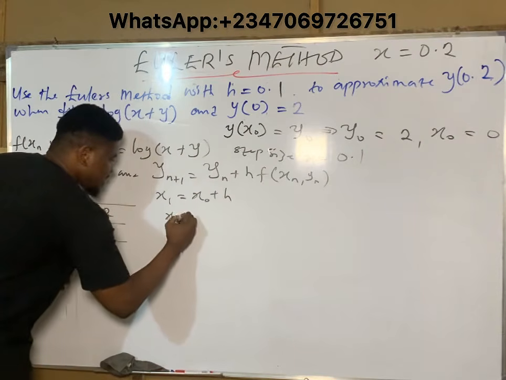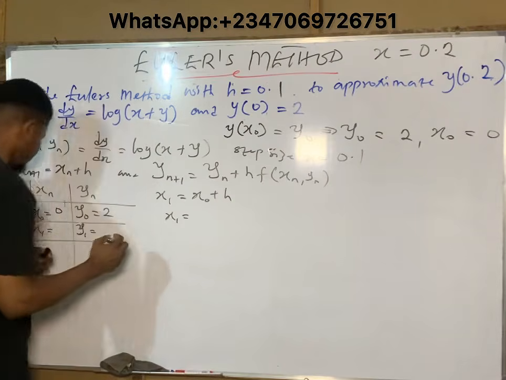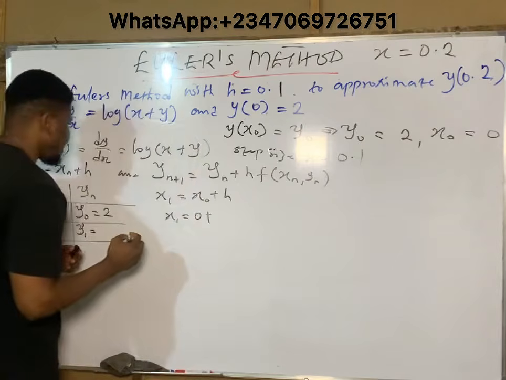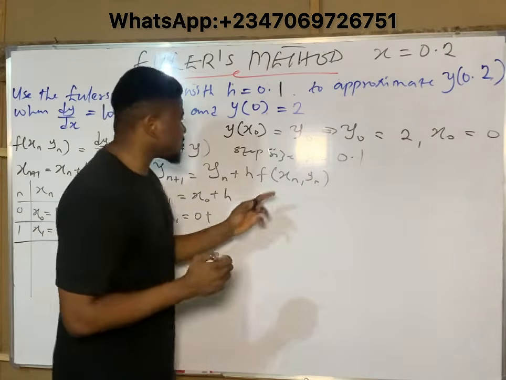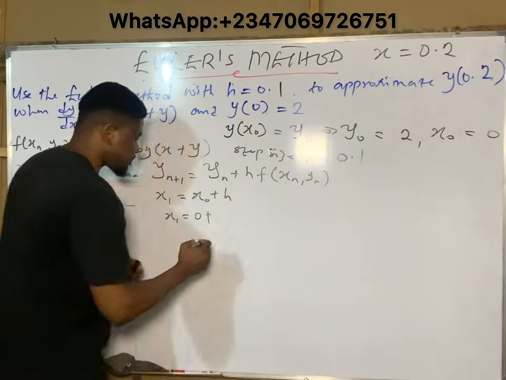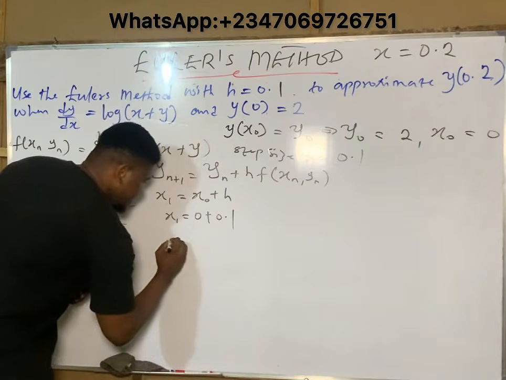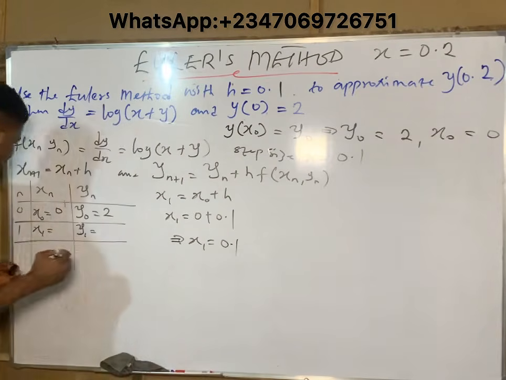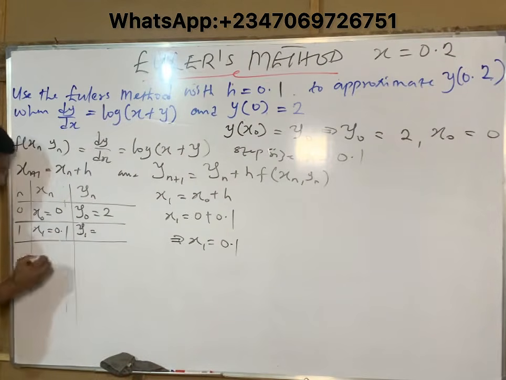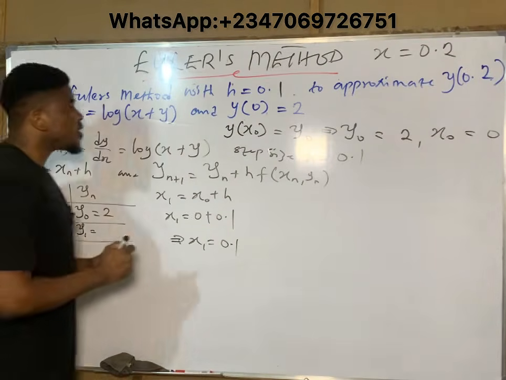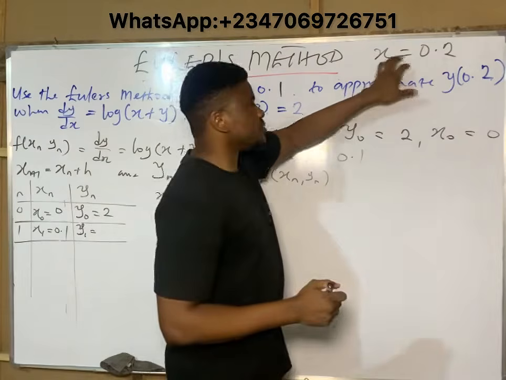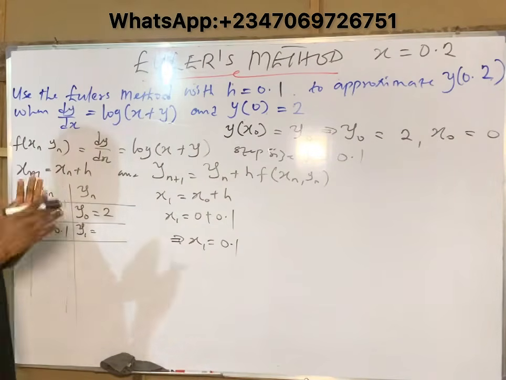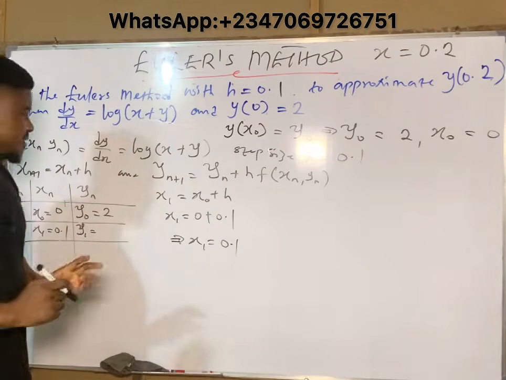So our x1 value becomes x0, which is 0 from the question, plus h, and our step size from the question was given as 0.1. So 0.1. This implies that our first value of x is 0.1, so x1 is simply 0.1. We need to do this until we achieve x equal to 0.2. Then we stop. The value of y that we obtain at that point becomes our approximate value. It's as simple as that.